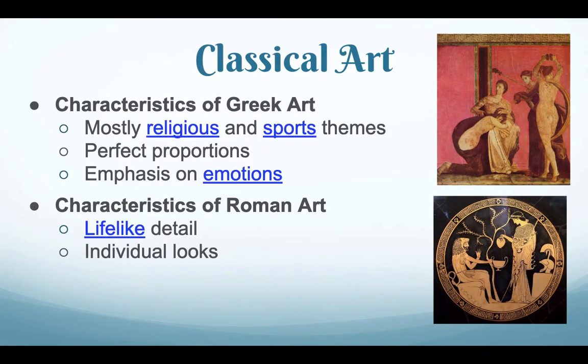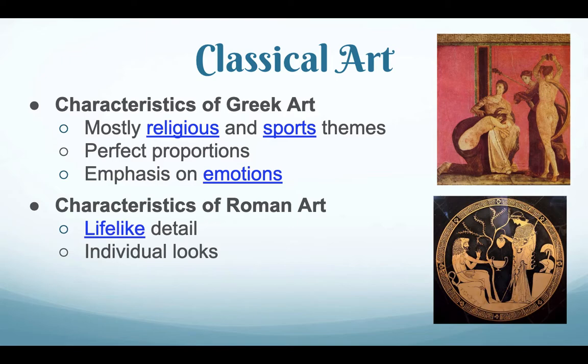So classical art. When we're talking classical art, we're talking Greek and Roman art. In Greek art, they have mostly religious and sports themes, and they have perfect proportions. What that means is they don't have irregularly long arms or legs. The heads aren't different sizes. They just look like people. And then they have an emphasis on emotion. Oftentimes with religious themes, they're trying to inspire feelings of religion or piety, or thinking about war and things that you would do for the gods. And then sports themes are trying to inspire the athletes.